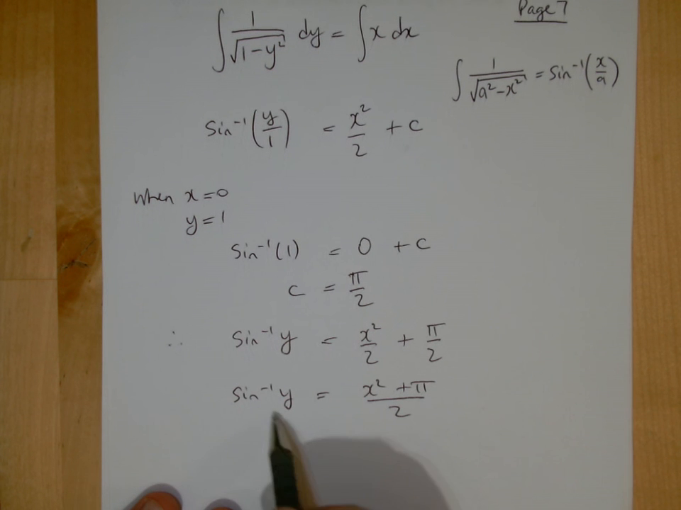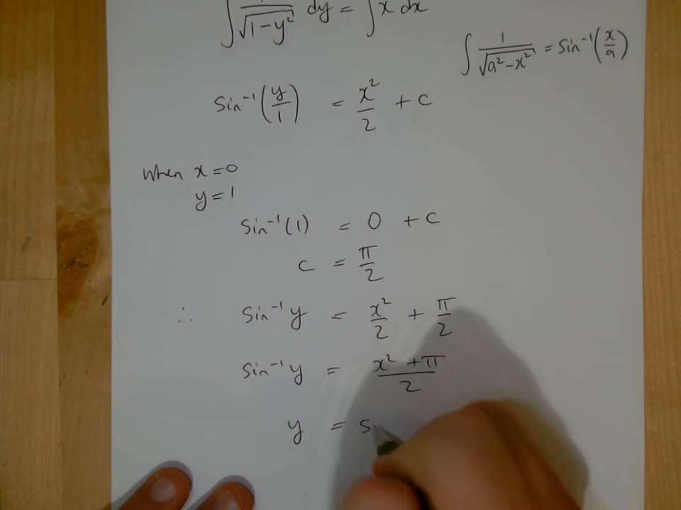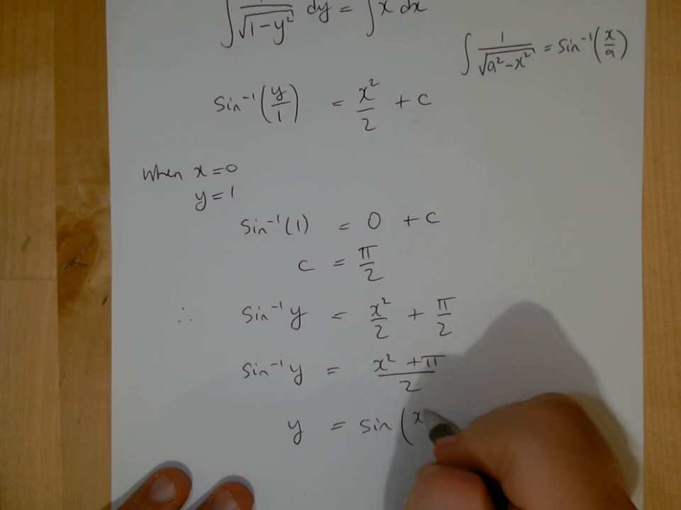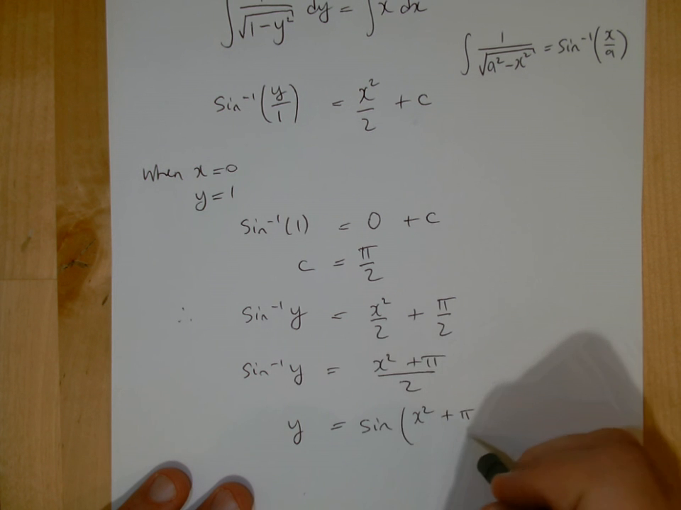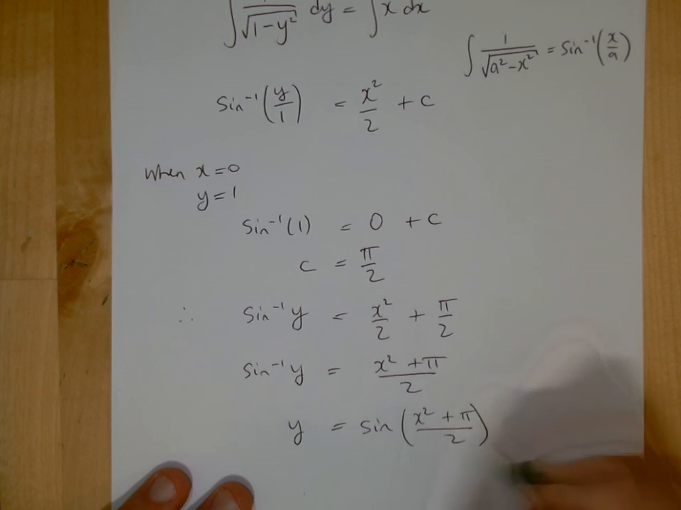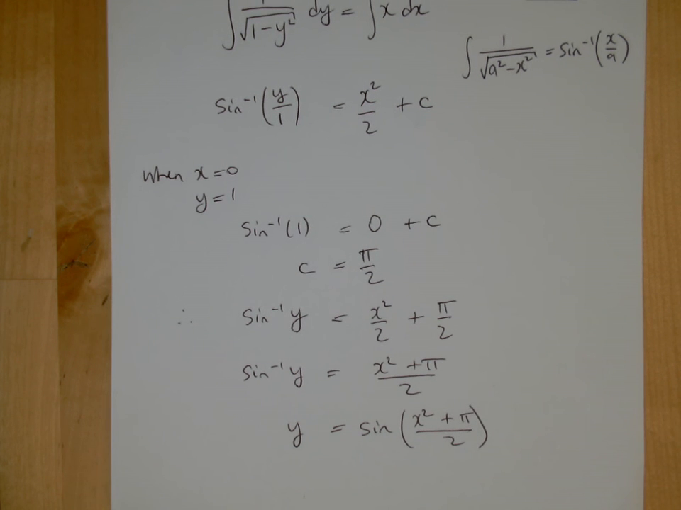And then remember, to get y equals, because it's sine to the minus 1, take it over and do sine of all of it. Okay, so you're undoing the inverse operation, take it over, so it'll be x squared plus pi over 2. And there's your answer, y equals sine of x squared plus pi over 2.